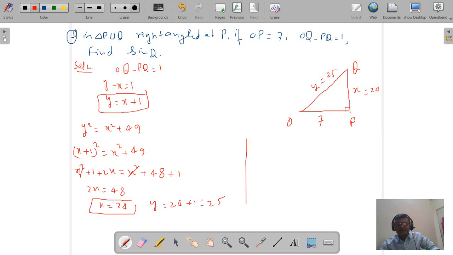Now we have to find out the value of sine Q. So you can see that sine Q is perpendicular upon hypotenuse. So this is going to be 7 upon 25. So the answer is sine Q is equal to 7 upon 25.